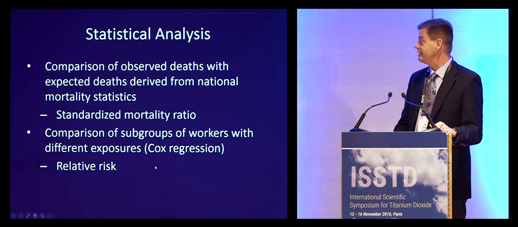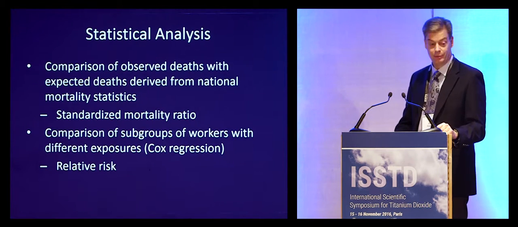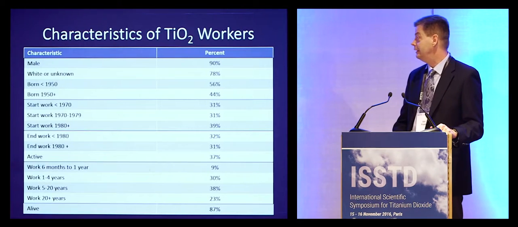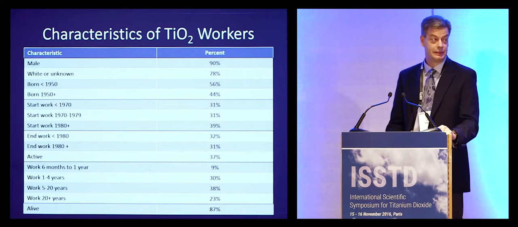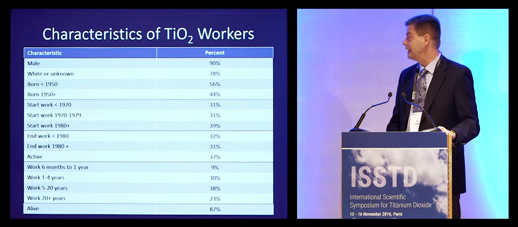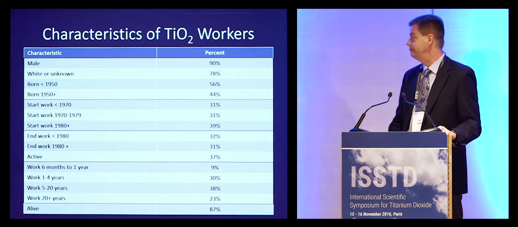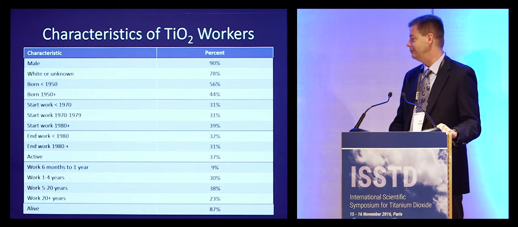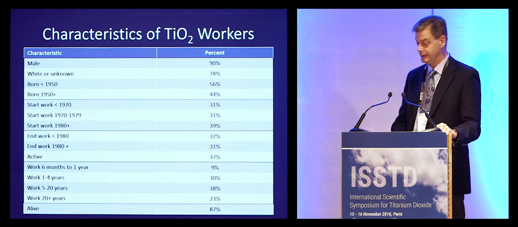So next I want to show you some of the statistical analysis. I'll show you the SMRs as well as the internal relative risks that we did. This is just some characteristics of our population, mostly men. A lot of them were white, born before 1950, more than half. Most of them worked 5 to 20 years, and most of them were alive at the end of the study.